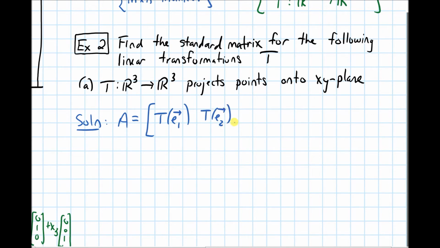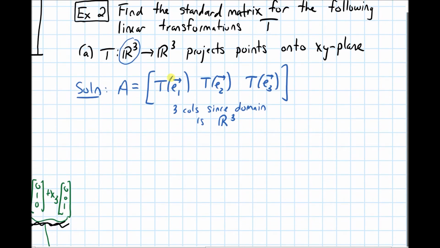But when do I stop? I stop depending on what the domain is. So I'm going to have 3 columns since the domain is R3. So that's how I know when to stop. Depends on what my domain is. If my domain was R4, I would go up until I would have 4 columns in my matrix. Okay, so I need to figure out what these column vectors are. So I need to know, for example, what T of E1 is.